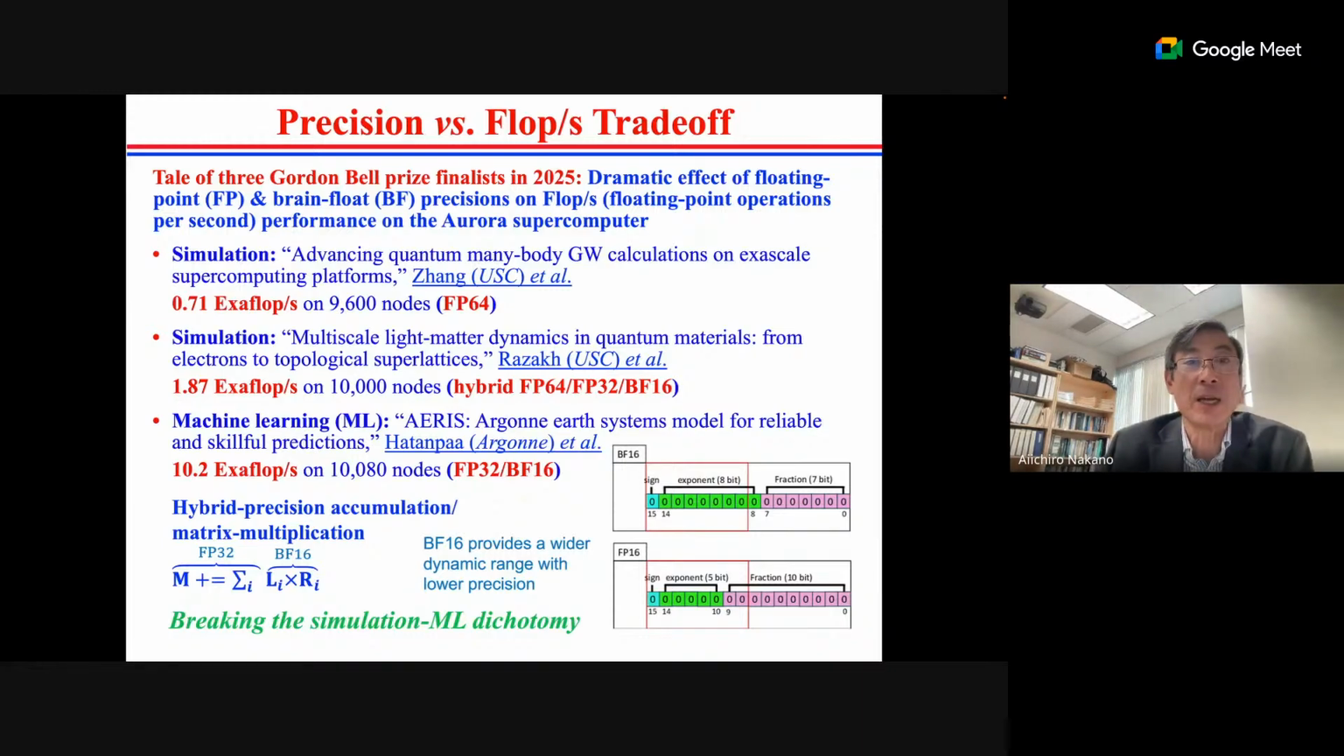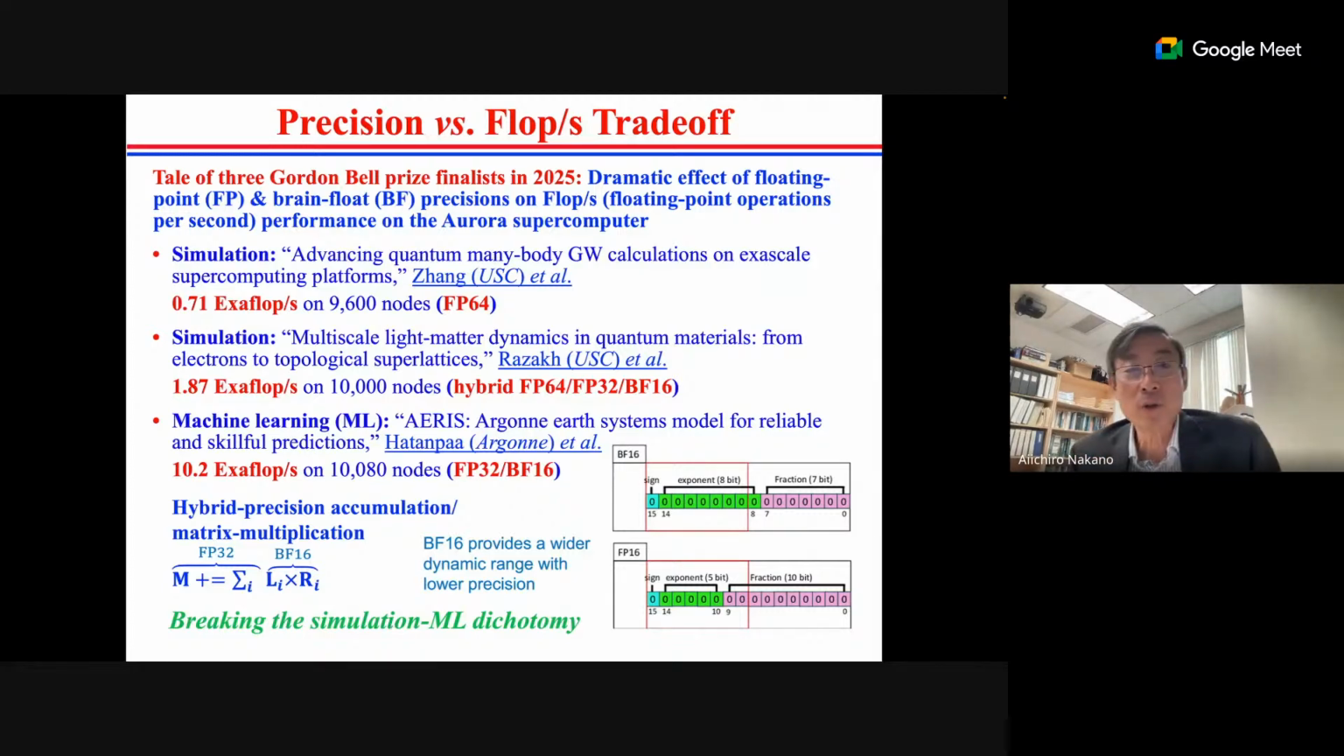So actually, there's a trade-off between arithmetic precision and flops performance. This year's Gordon Bell Prize finalists, the Nobel Prize of supercomputing, three of them highlight the dramatic effect of floating point and brain float precision on flops performance on the Aurora supercomputer. First, a traditional simulation based on floating point 64-bit precision by Zhang et al., and my colleague at USC achieved 0.7 exaflops on nearly full Aurora. On the other hand, a machine learning application based on hybrid FP32 and BF16 precision achieved an astonishing 10 exaflops on the full Aurora. So there's a dichotomy between simulation and machine learning. If you do machine learning, it's okay, but if you do simulation, you are doomed.